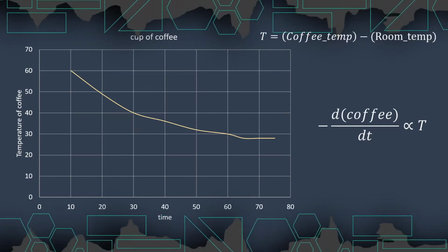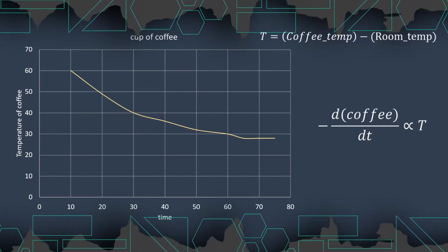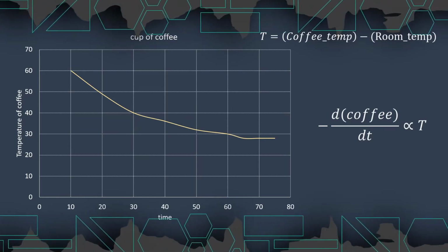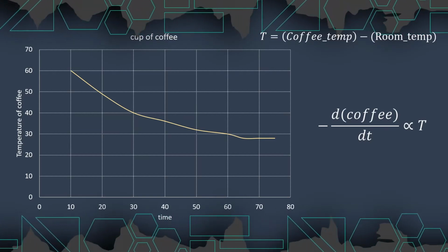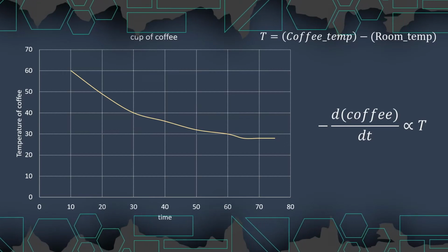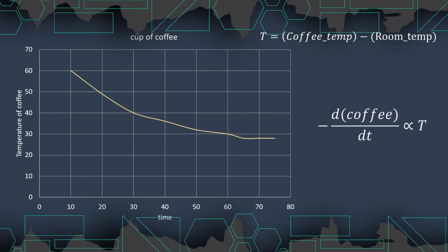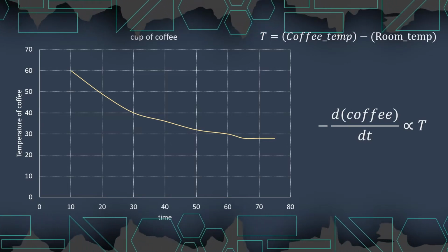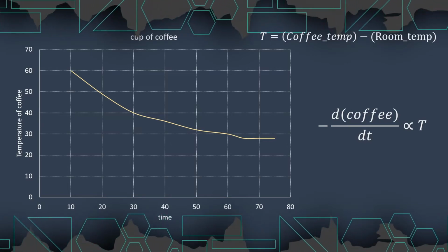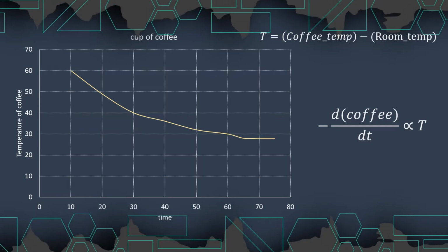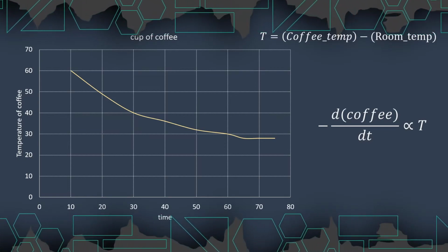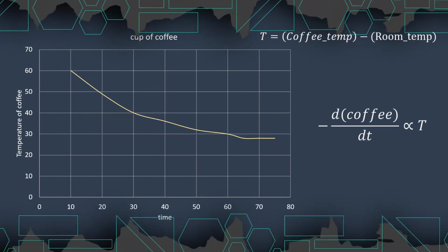That is, for lower temperature, the coffee loses less heat, and if the coffee is hot, it loses more heat at the same unit of time. Therefore, we can say that the decrease in coffee temperature with respect to time is directly proportional to the temperature difference between the coffee and the room temperature. To take the proportionality outside, we introduce k.